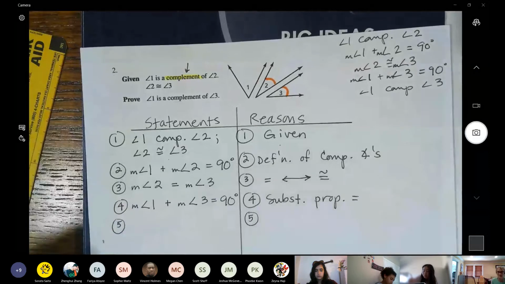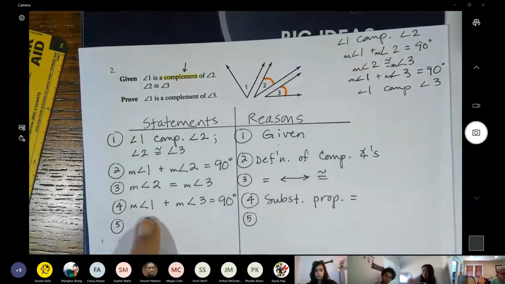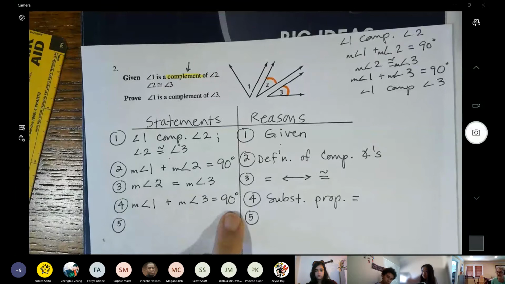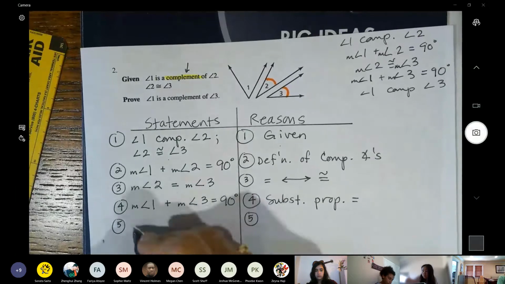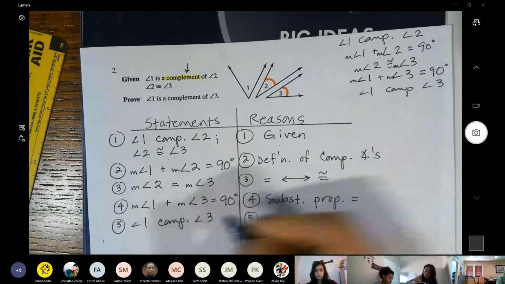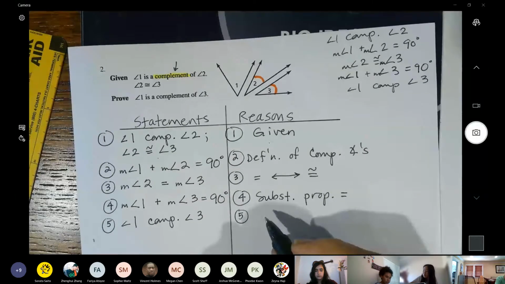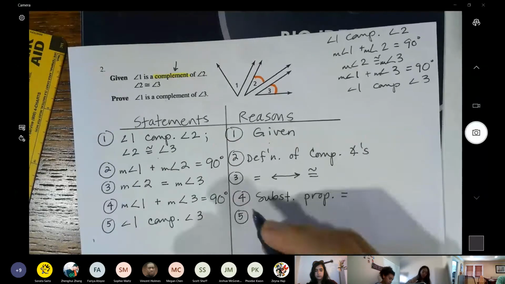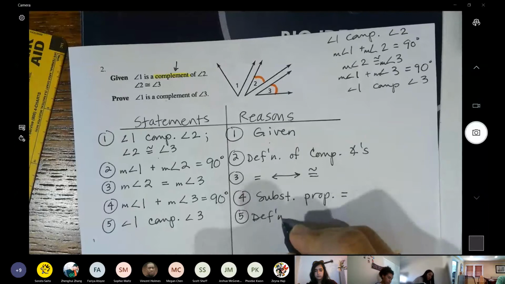And our 5th and last step is that if I have angle 1 and angle 3 adding together to give me 90 degrees, then that means that angle 1 is complementary to angle 3 by the definition of complementary angles.